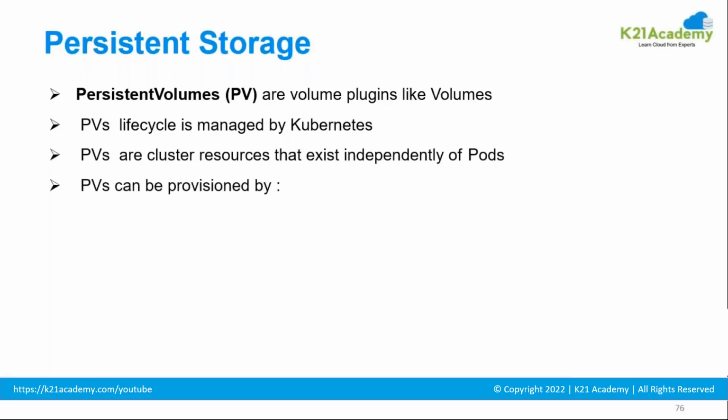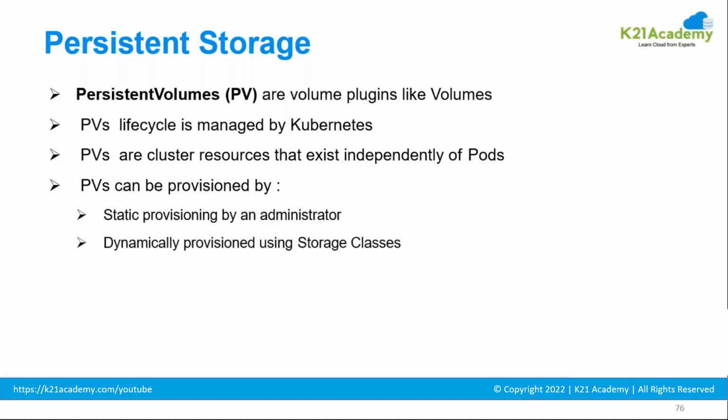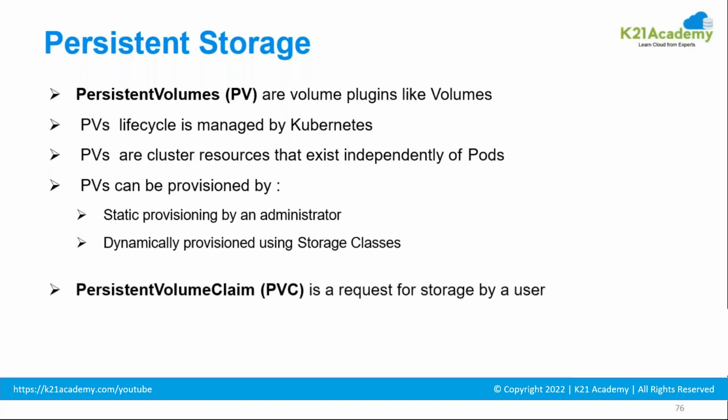So we've talked about persistent volumes. They are plugins like your volumes. A PV's lifecycle is managed by Kubernetes. PVs are cluster resources that exist independently of pods, right? They can be provisioned statically by your administrator or dynamically by your storage class, right? And a PVC is the request for storage created by your user.